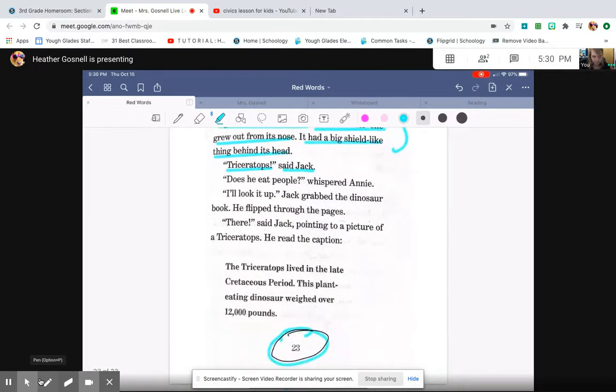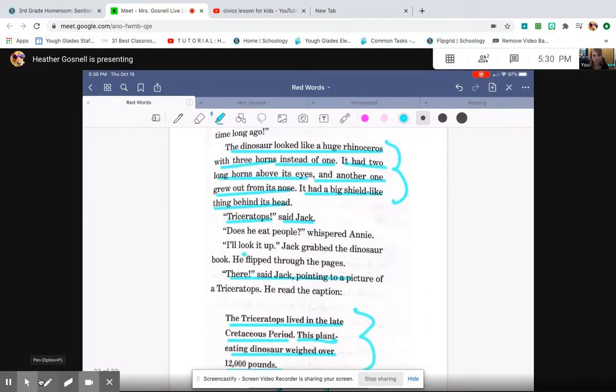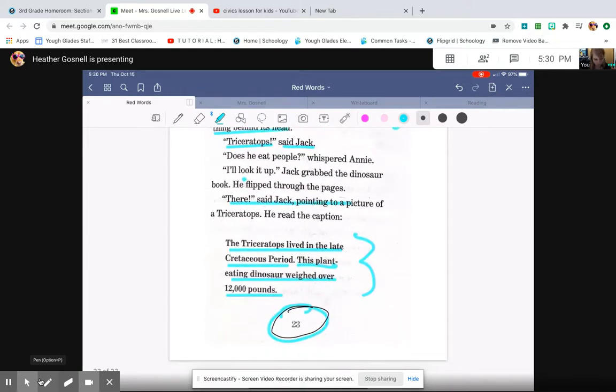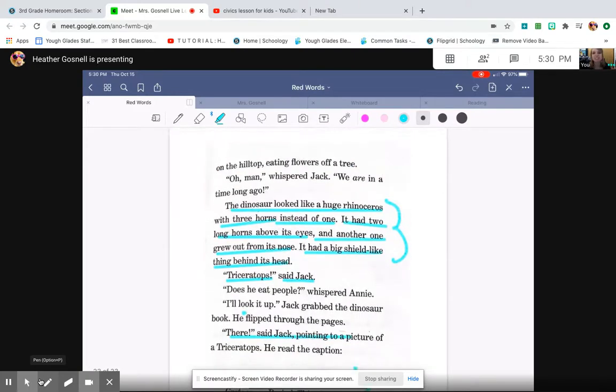Also down here, remember Jack, he has that handy dandy dinosaur book and he flipped through the pages because he wanted to learn more about a triceratops, and he found this caption next to a triceratops illustration. And it said, the triceratops lived in the late Cretaceous period. This plant-eating dinosaur weighed over 12,000 pounds. Wow. There's a lot you can use there to answer that question. So everything you need to know to answer that question is right here in your text.